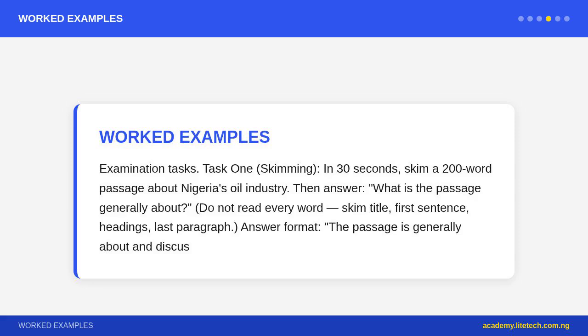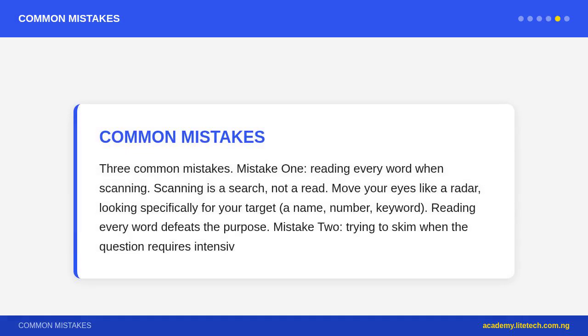Task 2, scanning in the same passage, how quickly can you find the year Nigeria's oil industry began? The name of the main government oil company. Strategy, hold year and government company in mind. Scan rapidly, your eye should catch numbers, years, and capital letters, proper nouns of companies.